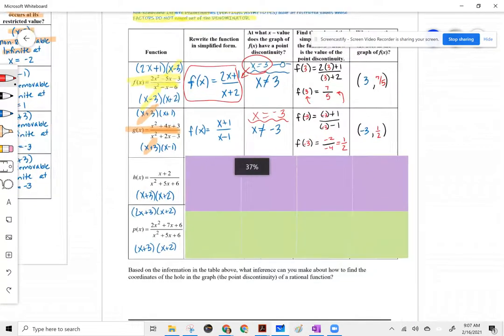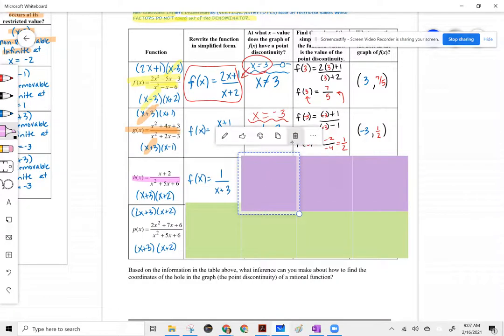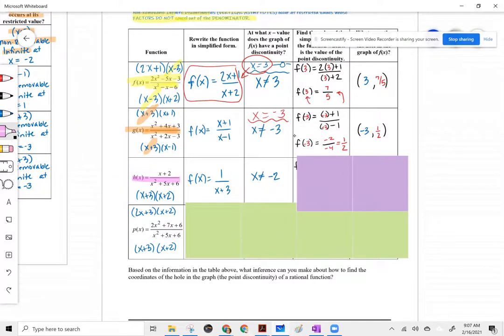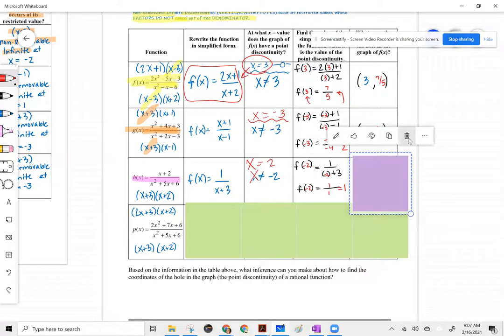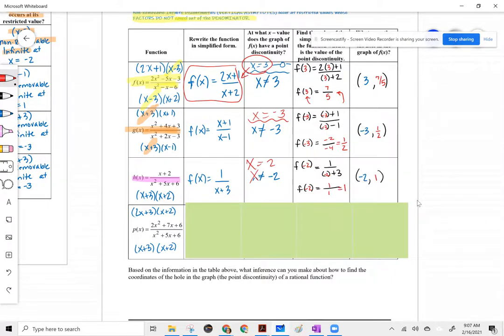All right, so now let's try h of x. Go ahead and answer the questions that follow for h of x. Okay, so in simplified form, the x value of the discontinuity is going to be at x is equal to 2. Then when we evaluate, we need to plug in -2, and the location of the hole is (-2, 1).